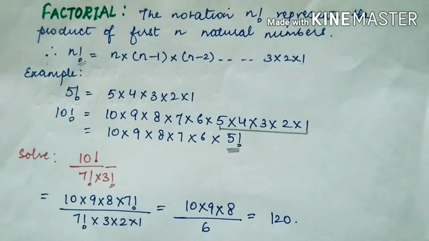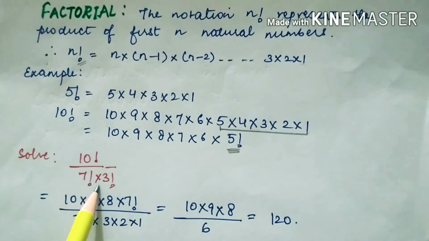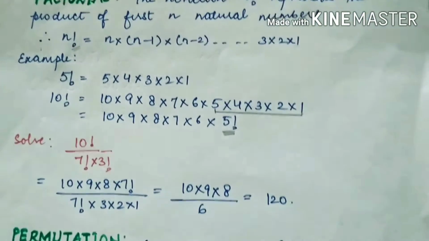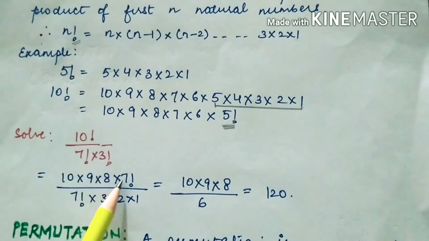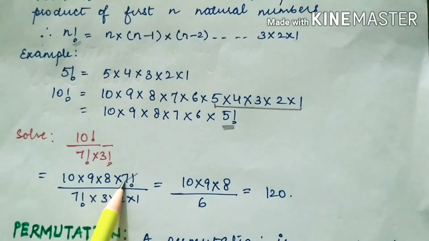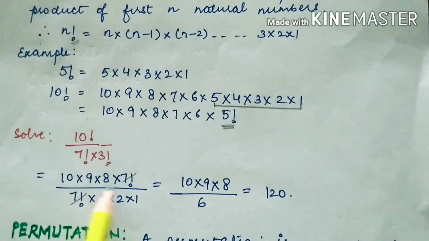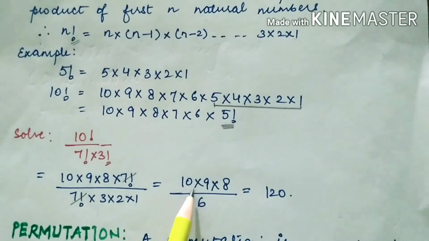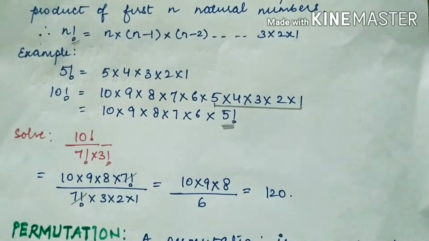Let's take another example. Solve 10 factorial upon 7 factorial into 3 factorial. This can be solved as 10 into 9 into 8 into 7 factorial divided by 7 factorial, and 3 factorial can be opened as 3 into 2 into 1. This 7 factorial gets cancelled with 7 factorial. We are left with 10 into 9 into 8 upon 3 into 2 into 1, which gives us 10 into 9 into 8 upon 6, which is equal to 120.